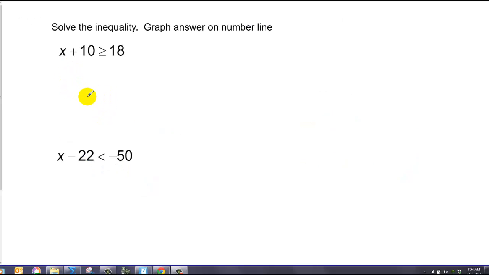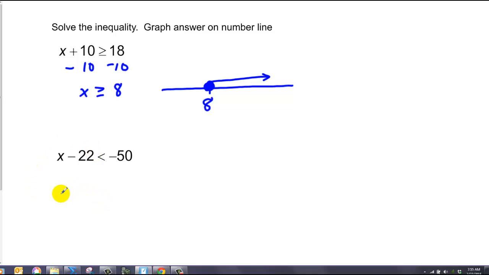So we're going to solve these two inequalities. I have x plus 10 is greater than or equal to 18. I'm going to subtract 10 from both sides of the inequality. This leaves me with x is greater than or equal to 8. If I want to graph that on a number line, I'll just draw a line here, throw down my number 8. Now, if I want to represent numbers that are greater than or equal to, I'll make a closed circle at 8, and then I want all the numbers bigger than 8, so I'll draw an arrow moving to the right and going forever.